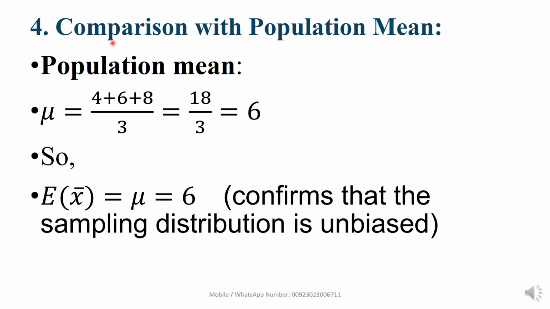Fourth point, comparison with the population mean. Population mean mu equals (4 plus 6 plus 8) divided by 3, because the quantity is 3. Then we get 6. So E of x-bar equals mu equals 6, which confirms that the sampling distribution is unbiased.